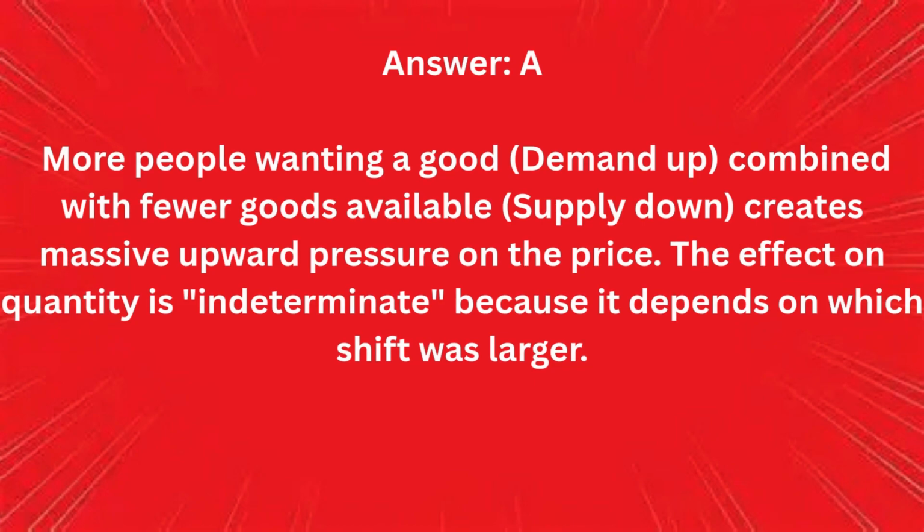Answer. A. More people wanting a good, demand up, combined with fewer goods available, supply down, creates massive upward pressure on the price. The effect on quantity is indeterminate because it depends on which shift was larger.